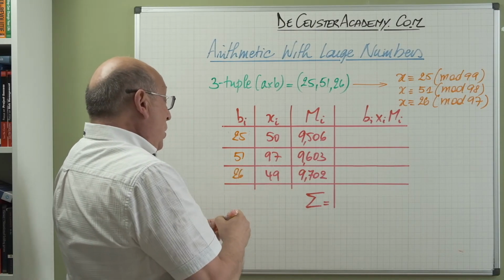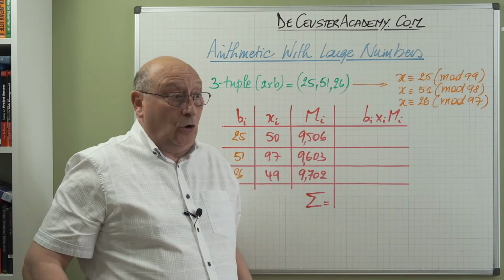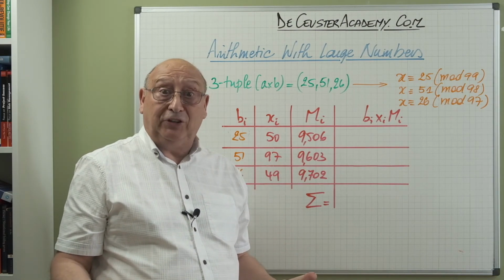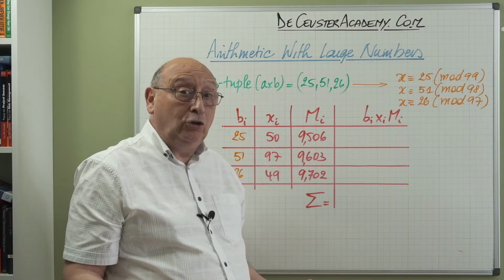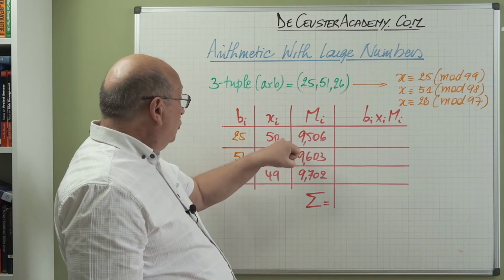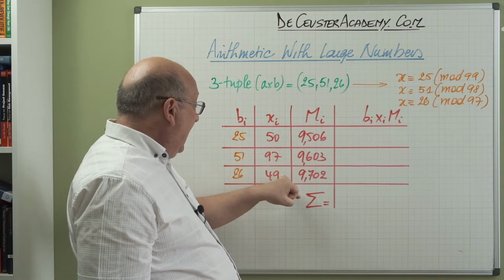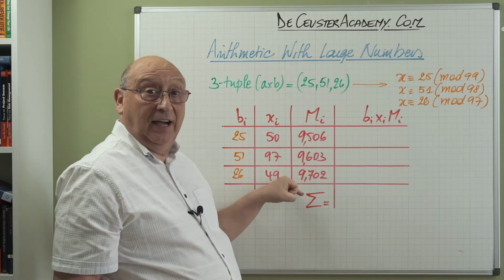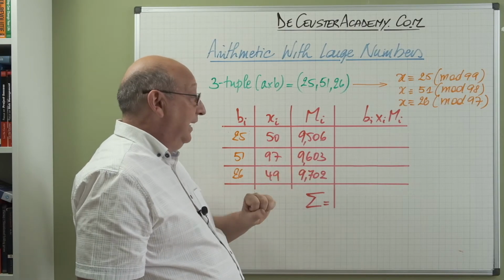The coefficients x1 are obtained in the same way, so we already found them in the previous part. We don't have to do the calculations again, and we can recuperate those numbers. So we find x1 is 50, x2 97, and x3 is 49. The same is valid for m1, m2, and m3.